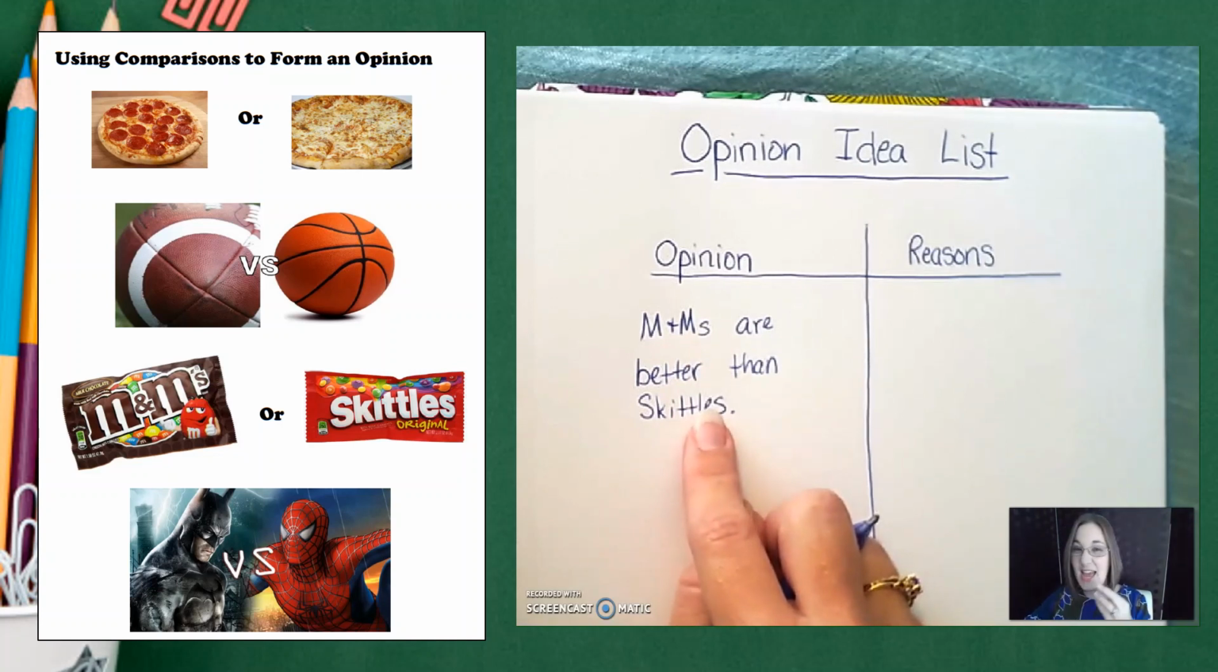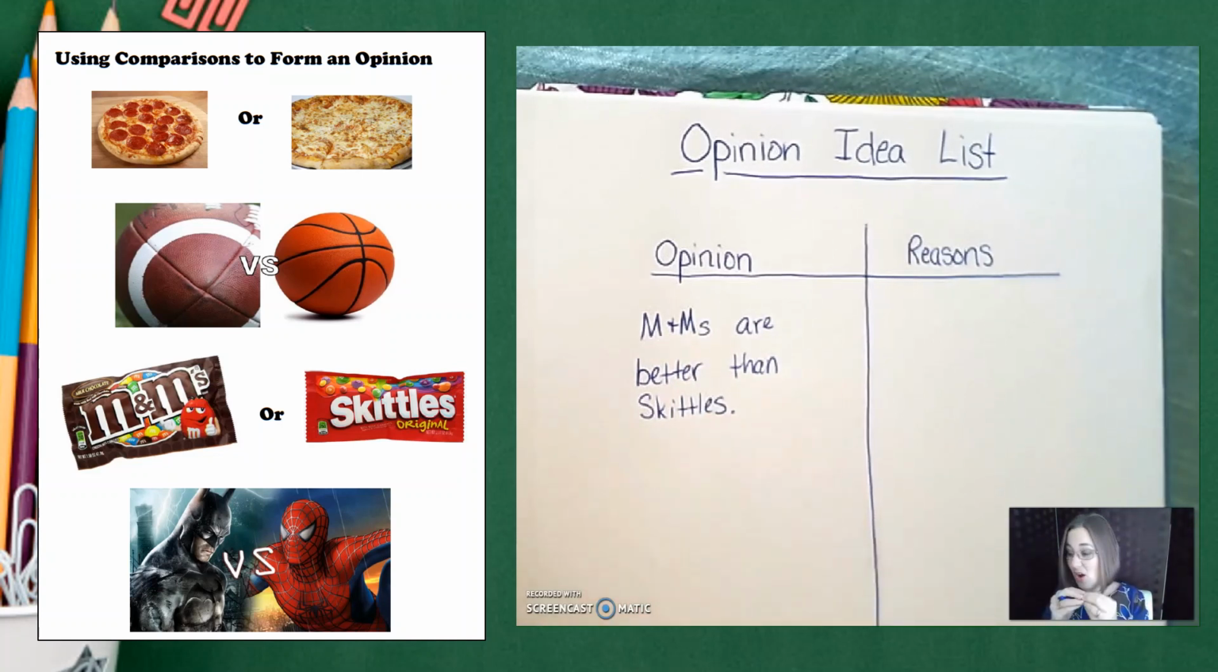I think that they have yummy centers. So they have that hard, crunchy shell on the outside, but the center is nice and gooey chocolate, and I really like that. Plus, M&Ms are not sticky. I don't know if you've ever had Skittles, but they make your fingers all sticky, and I just don't like that. So that's another reason why.